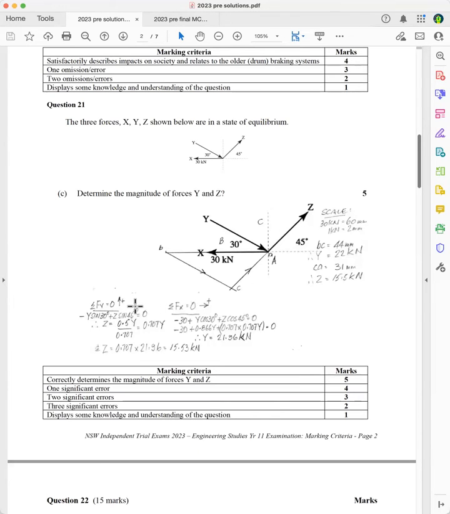When you're doing it analytically, you can say the sum of the vertical forces equals 0 because they're in equilibrium. And so the vertical component of Y will be Y sine 30, and it's going down, so it's negative Y sine 30. And the other vertical force here will be Z sine 45, and that's going up, so minus Y sine 30 plus Z sine 45 equals 0. So you get Z in terms of Y.